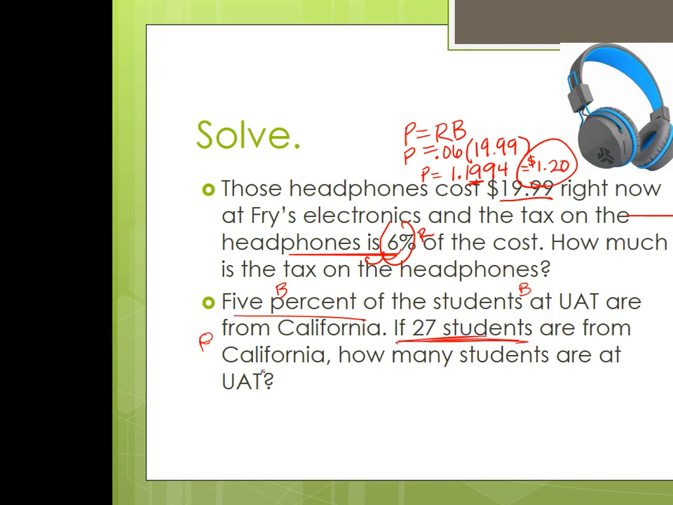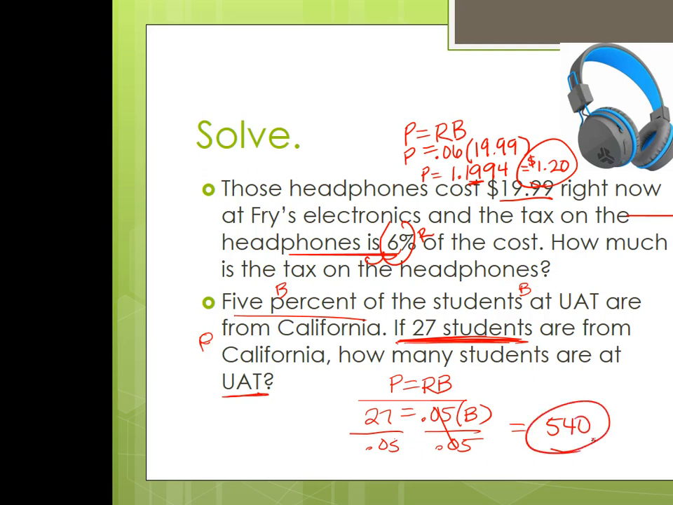So 27 students are from California. How many students are at UAT? So 27 is actually the portion, because the total students are the students from UAT, which is the base. So the rate is 5%, which is 0.05. The base is what I'm solving for, and then the portion is 27. And then to solve for B, I'll just divide both sides by 0.05. And that gives us, drum roll please, 540. So that would mean there are 540 students at UAT.